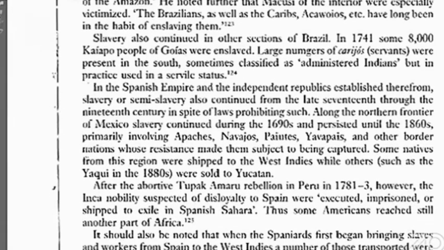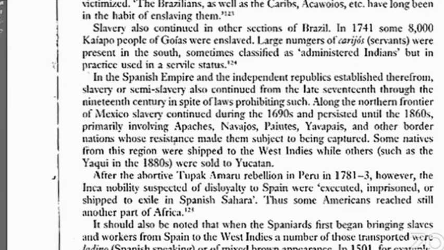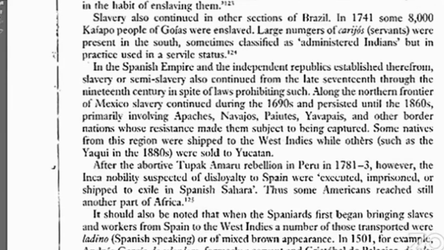In the Spanish Empire and the independent republics established therefrom, slavery or semi-slavery also continued from the late 17th through the 19th century, in spite of laws prohibiting such. Along the northern frontier of Mexico, slavery continued during the 1690s and persisted until the 1860s, primarily involving Apaches, Navajos, Pauitis, Javapais, and other border nations, whose resistance made them subject to being captured. Some natives from this region were shipped to the West Indies.